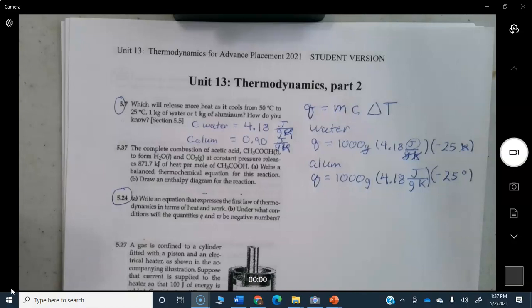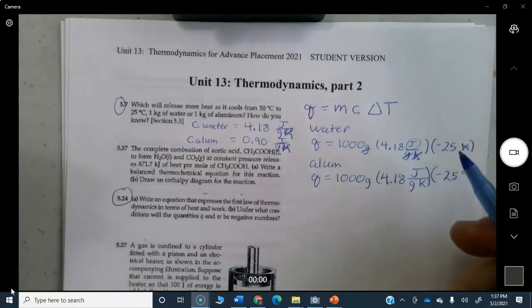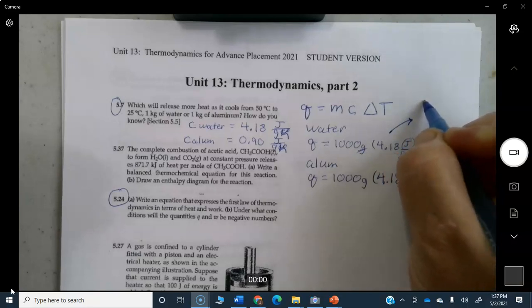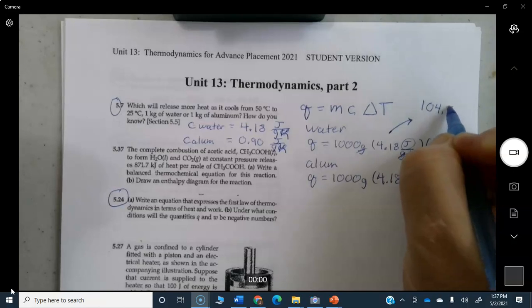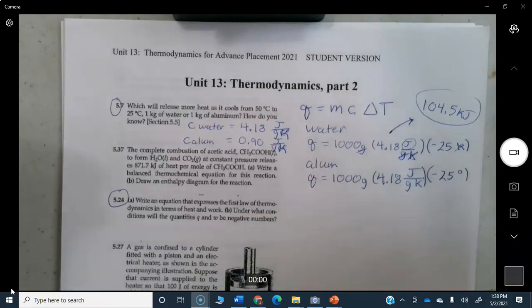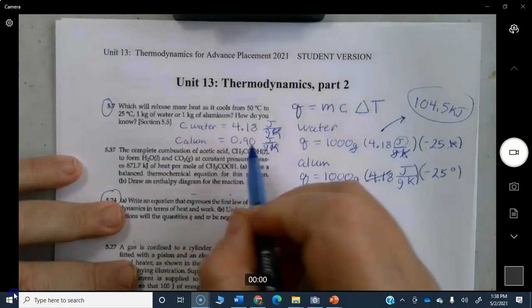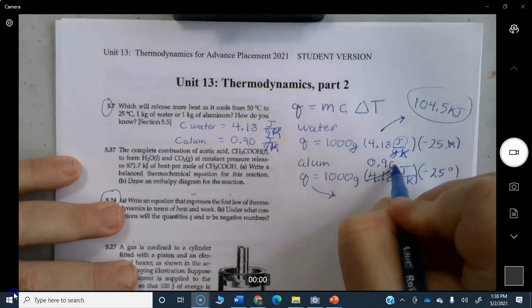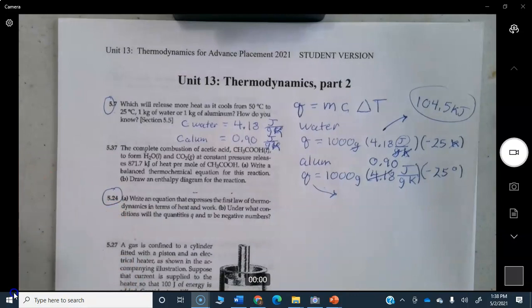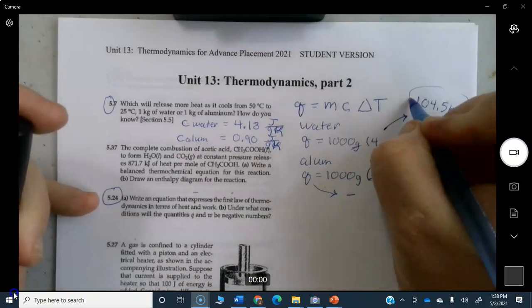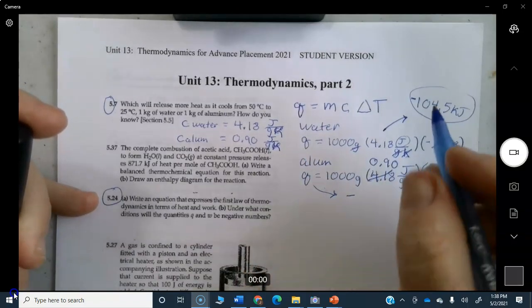And for water, for this one, I'm going to write it up here because there's more room. It would be 104.5 kilojoules for water. And for aluminum down here, it would be, okay, and I made an error copying this, it should be that number, 0.90. Okay, so we now go ahead and multiply that, and we get negative 22.5. And that actually should be a negative because it's a negative sign there. It means Q is negative.